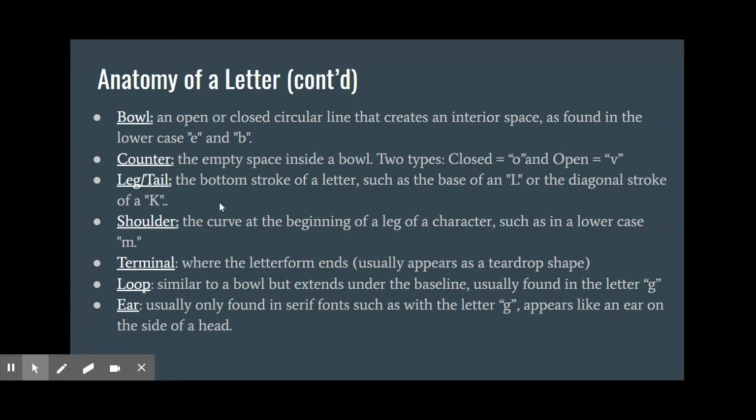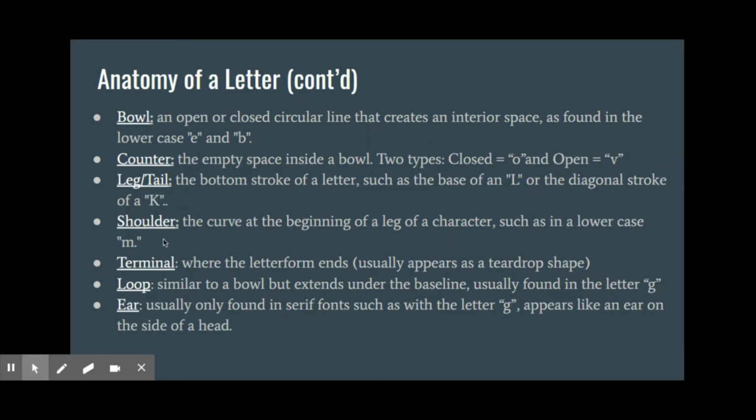Then you have the leg or the tail. That is the bottom stroke of a letter, such as the base of an L or the diagonal stroke of a K. As you can see, the L is like someone sitting down with their legs out, or the letter K is someone with an arm and a leg sticking out like a dancer. So legs or tails, depending on whichever you prefer. Then you have the shoulder. You kind of see the body parts coming in on this. The shoulder is the curve at the beginning of a leg of a character, such as in the lowercase m. So a shoulder is these curved parts at the top of the M that connect all these vertical lines together.